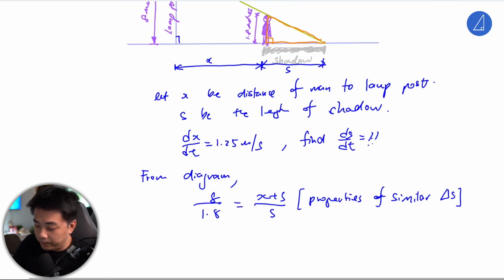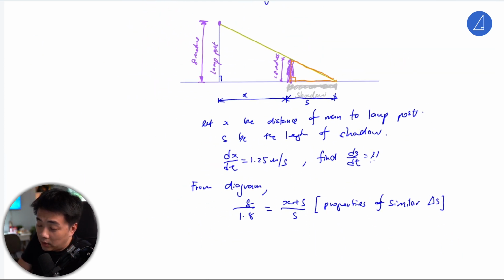Now, why do we need to do this? Because there are two variables here, s and x, and using this we can connect both of them. So usually step 1 is to identify the two variables, and step 2 is to find an equation to relate both variables, and this is the step here.